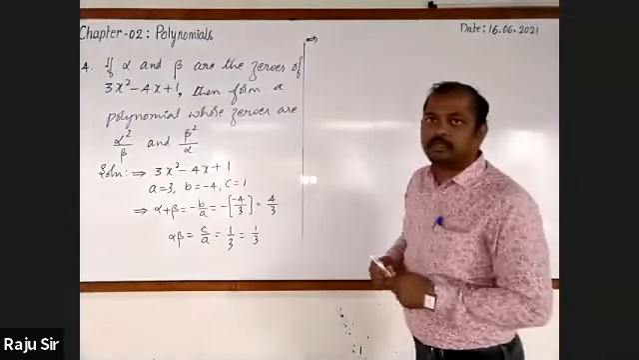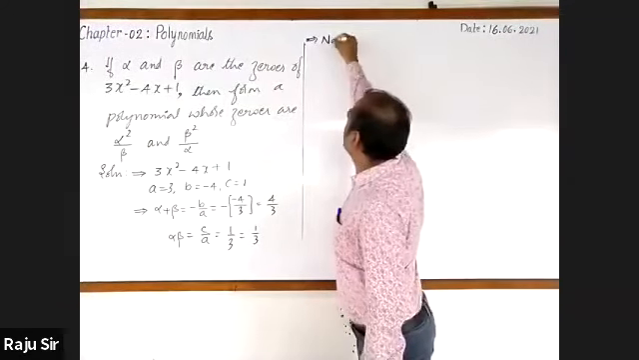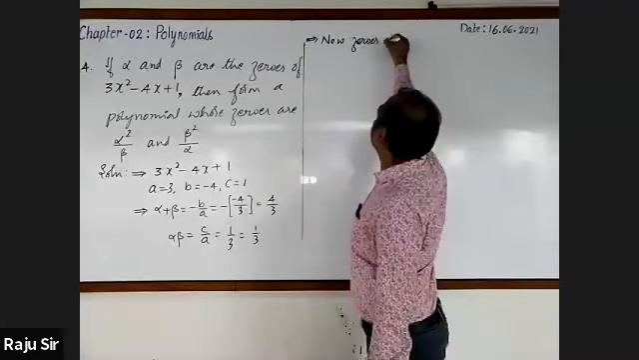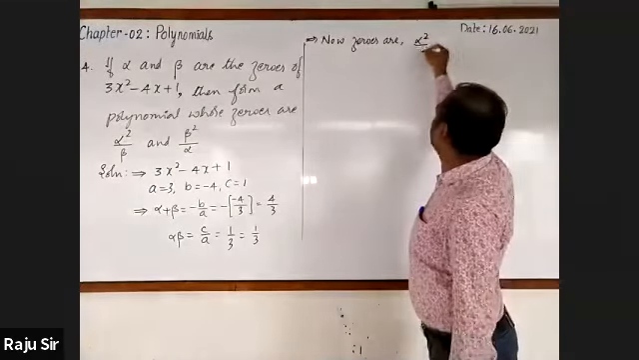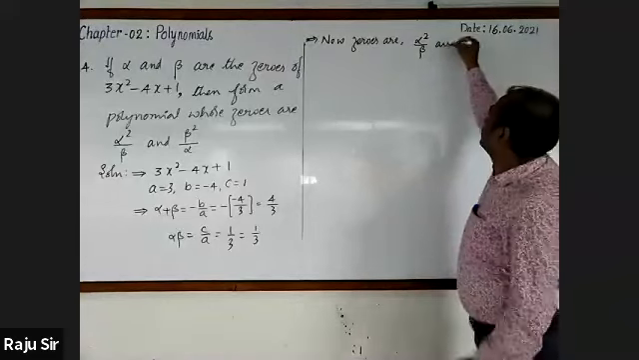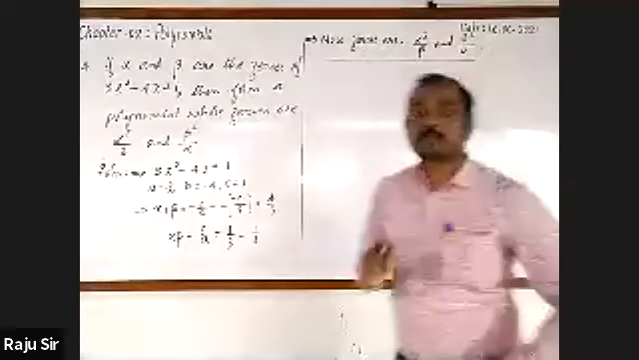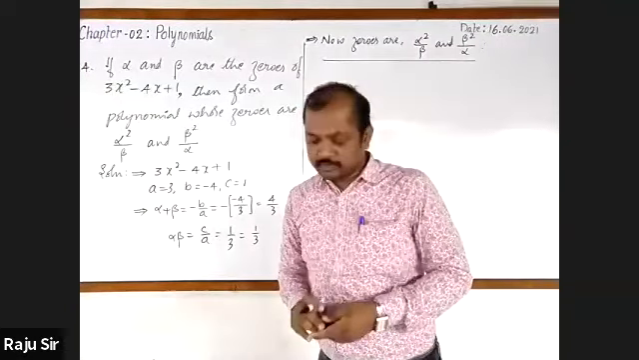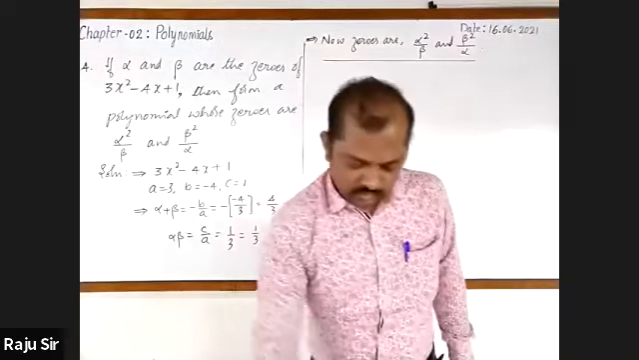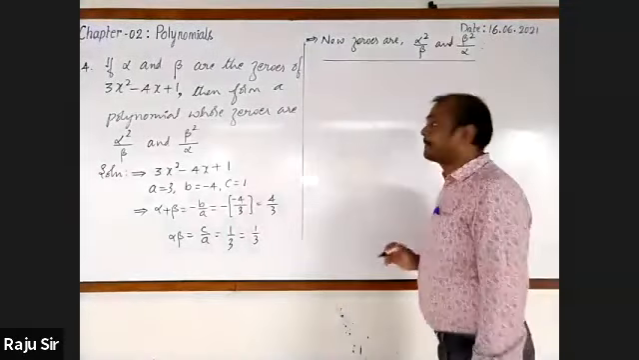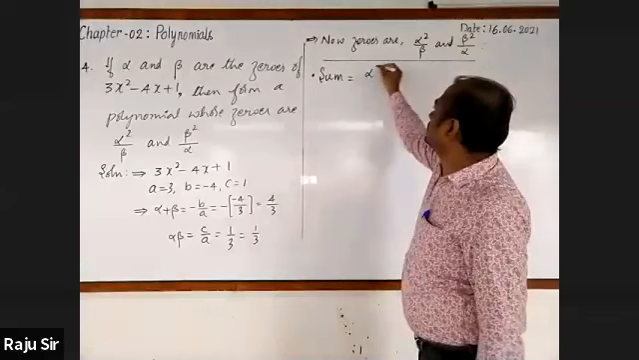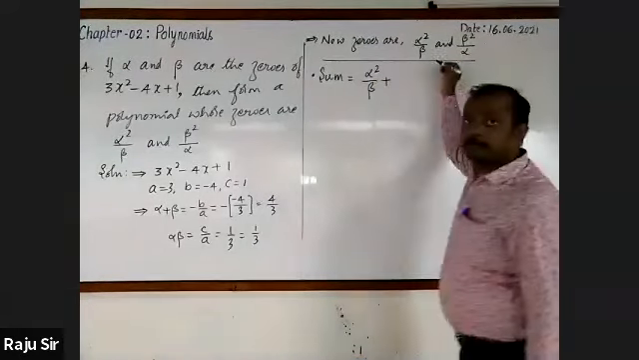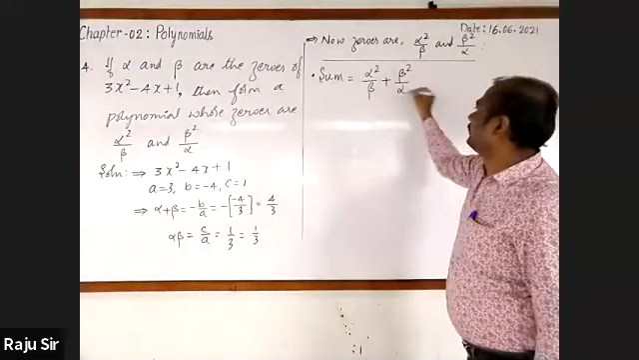Now, let us write the new zeros. New zeros are alpha square by beta and beta square by alpha. These are the new zeros. Let us go for finding the sum of new zeros. The new sum is alpha square by beta plus beta square by alpha.